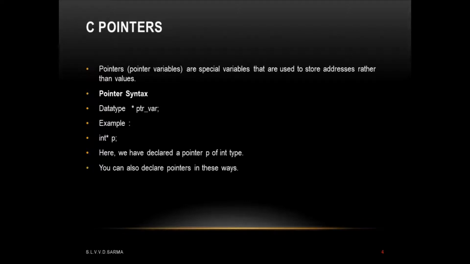You can also declare pointers in these ways. int asterisk p1, here I am going to declare one pointer variable, and another pointer variable p2. So don't give a space here, it's a mistake. You can either give int asterisk space p2 or int space asterisk p2. Don't give a space between asterisk and p2.